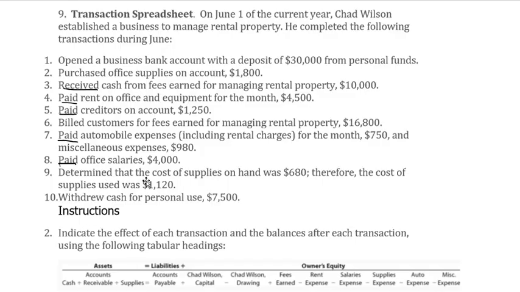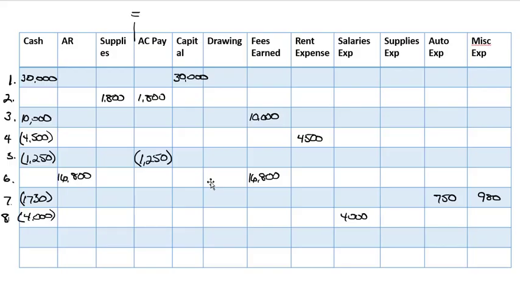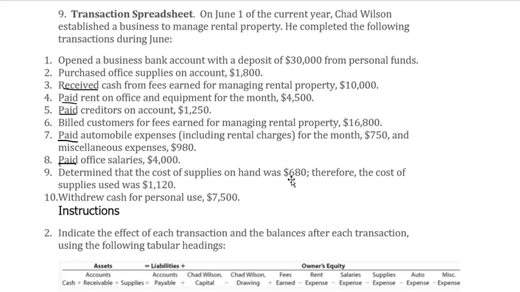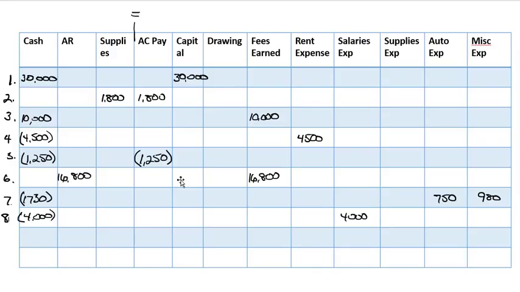For 9, we determined that the cost of supplies on hand was $680. Therefore, the cost of supplies used was $1120. So that's a little bit trickier. Okay, they had supplies of $1,800 on there. And they took an inventory, and the inventory told them that there was $680 of supplies in there. So they used up $1120. So what we're going to do is decrease the supplies account by $1120. Hope you can read that. And then record supplies expense, $1120.